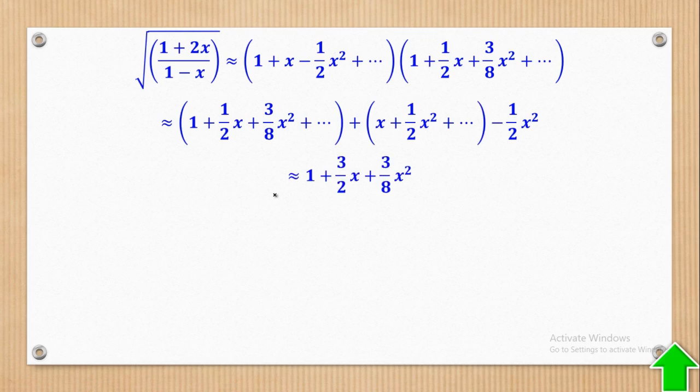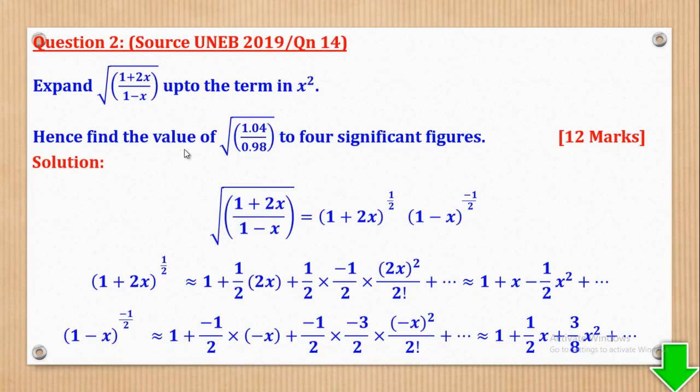The next is collect like terms, and I'll come up with this, which is the required answer. Now for the hence part. For the hence part, they told us that hence find the value of this correct to four significant figures.